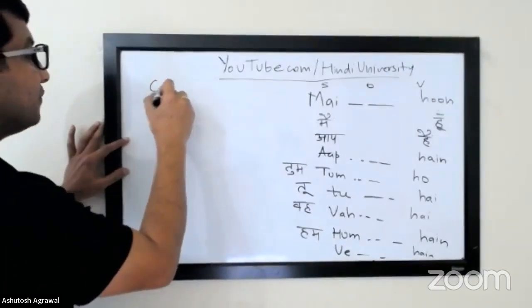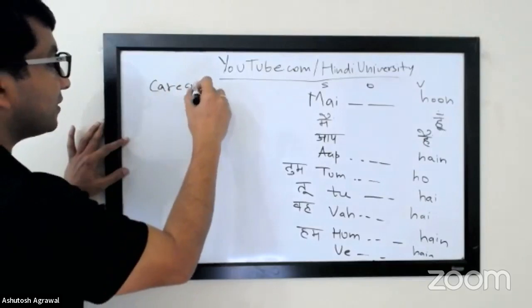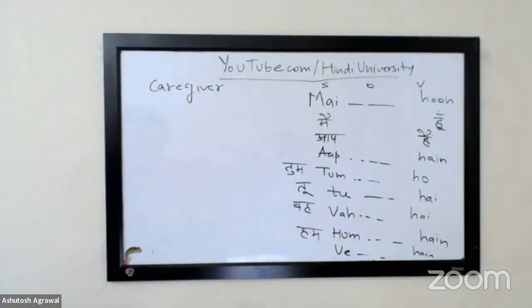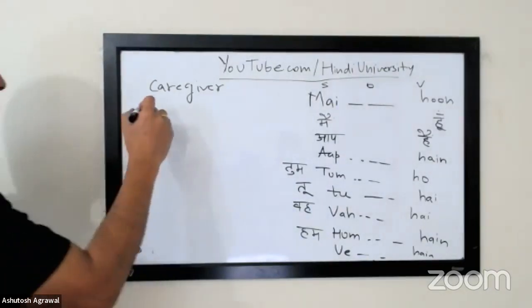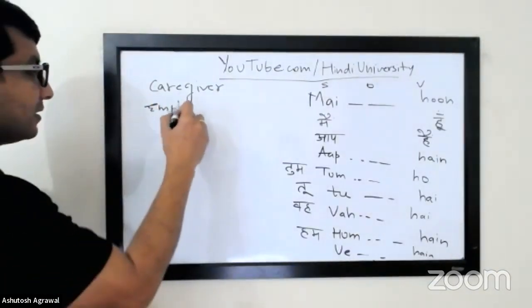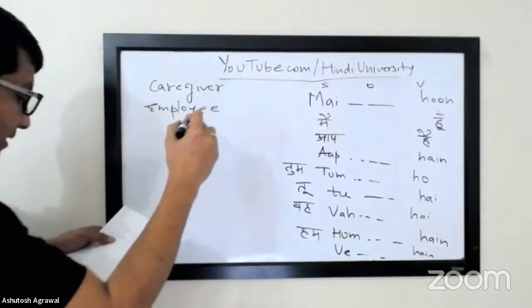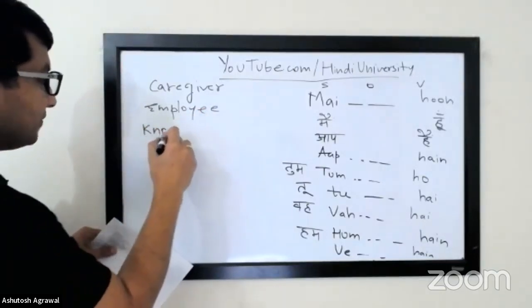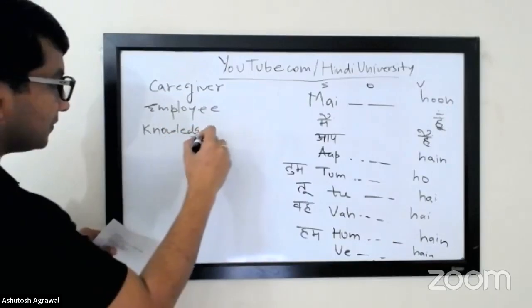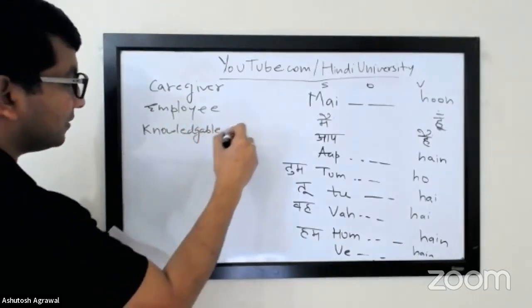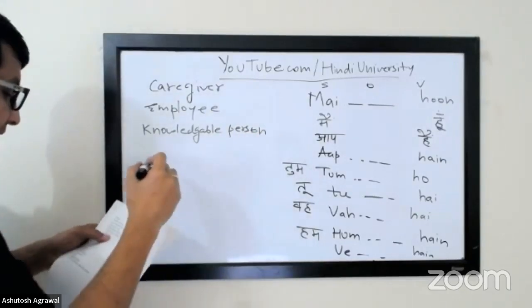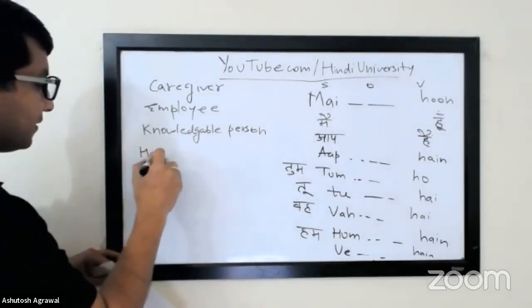Let's say the collection of words is: caregiver. Okay, I'm going to write it. You all have to practice it. You have employee. Okay, you have knowledgeable person. And if you know the Hindi word for each of those, feel free to use it. If not, that's fine. Hardworking.